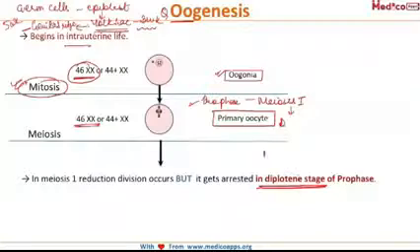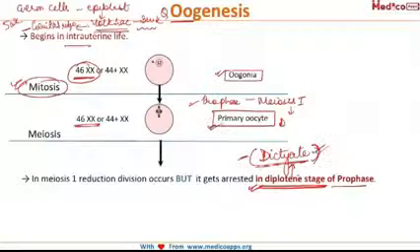And specifically in the diplotene stage, they get arrested at the dictyate stage, the resting stage. So these primary oocytes get arrested at the dictyate stage of the diplotene stage of the prophase of the first meiotic division. And this entire statement is very important. You can get many questions from this one statement. Now this primary oocyte remains in this state till before ovulation.